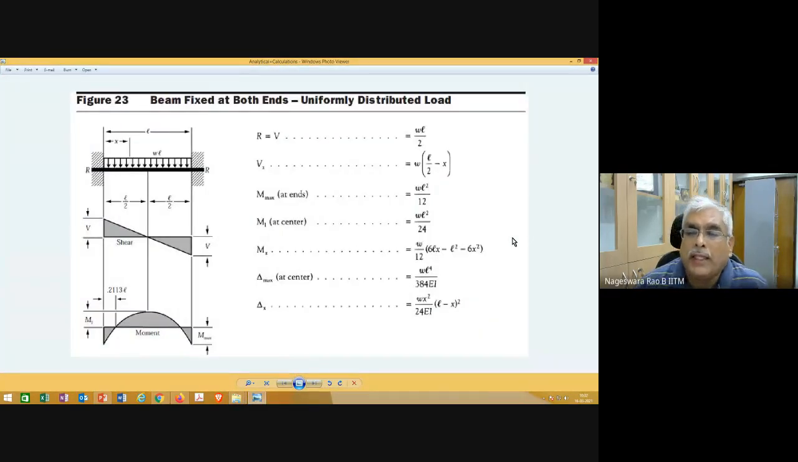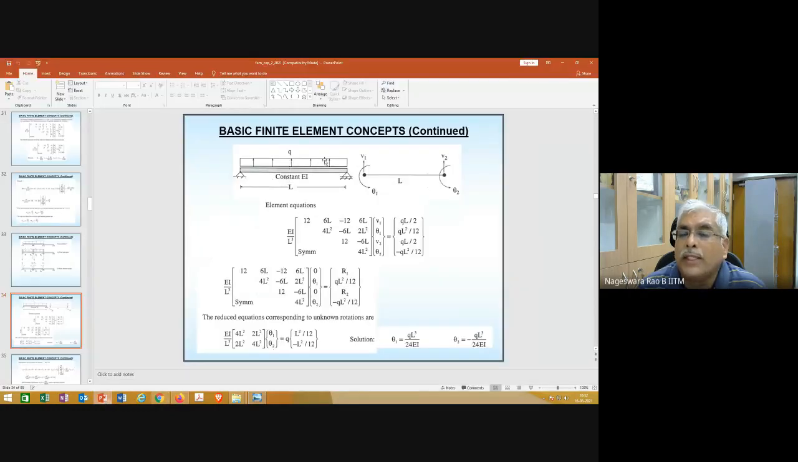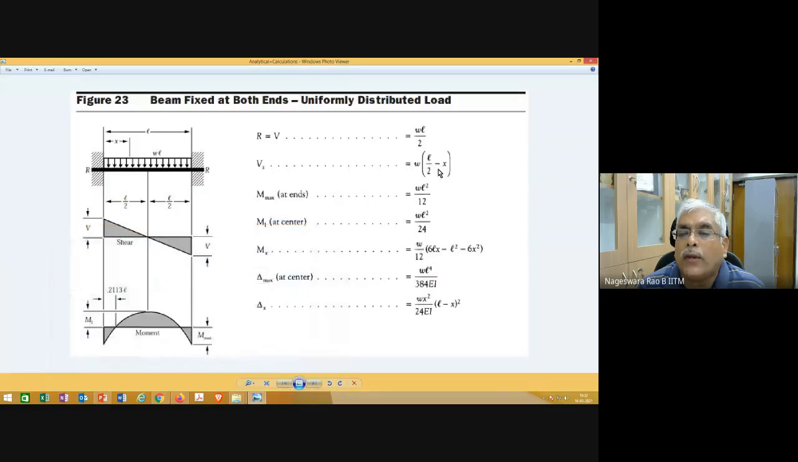Here, a beam of length L is subjected to uniformly distributed load. Here the load is acting in the downward direction, whereas in our problem the load is acting in the upward direction. So the relation is: wherever W is there, replace it with minus Q. And here the shear force at any location along the length of the beam is given.